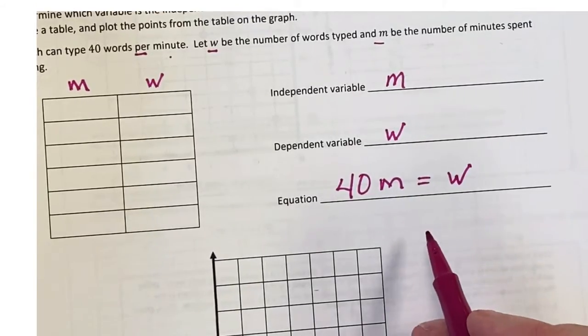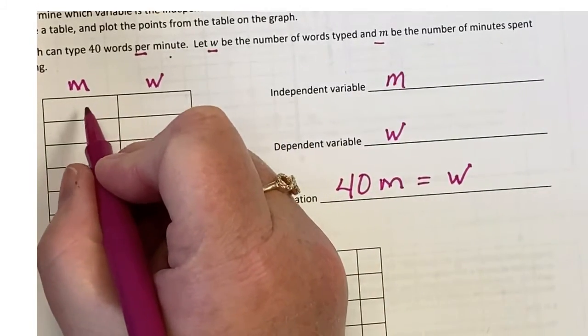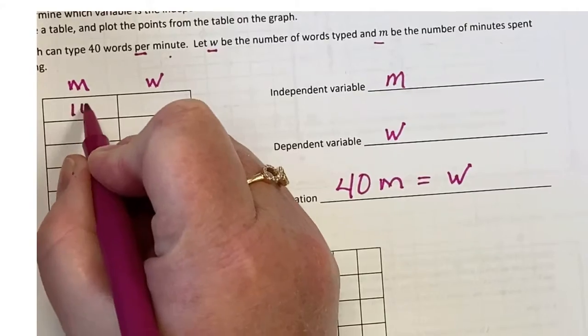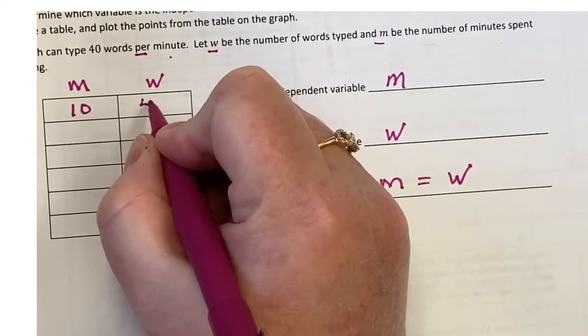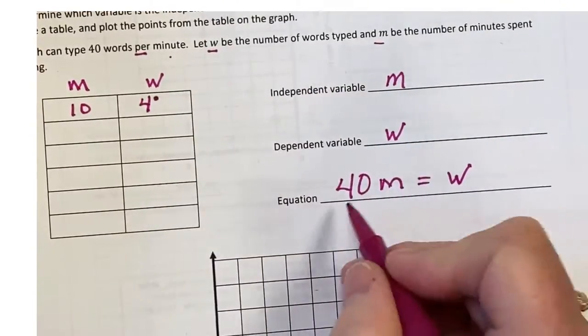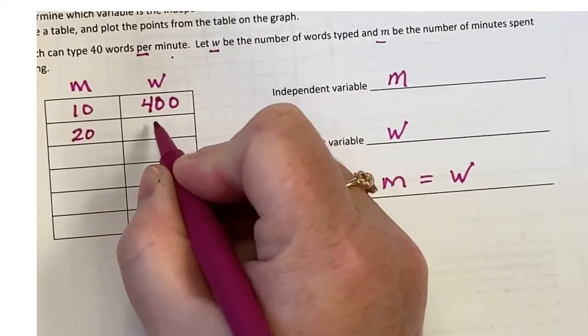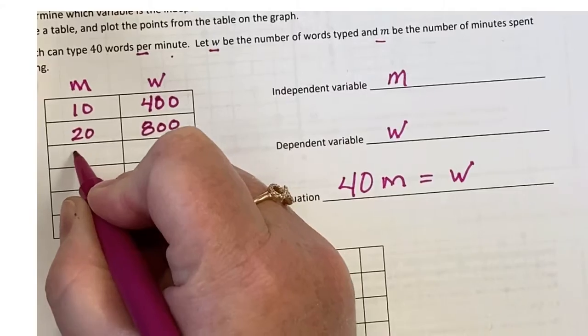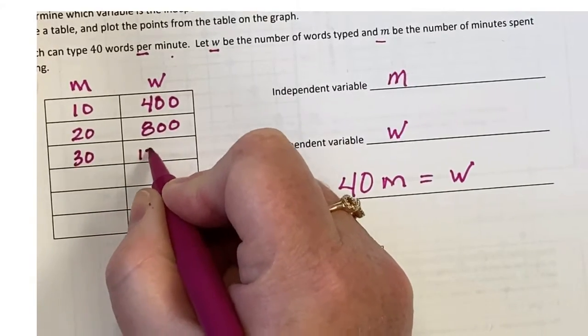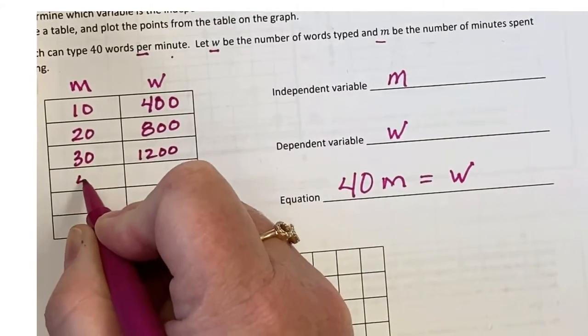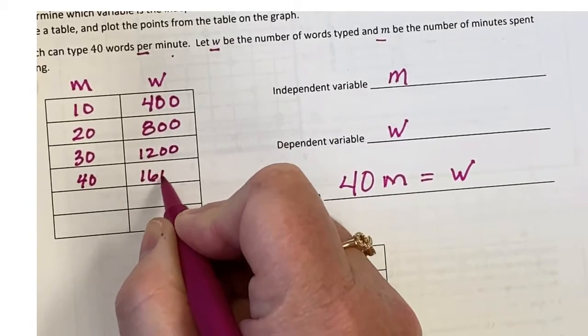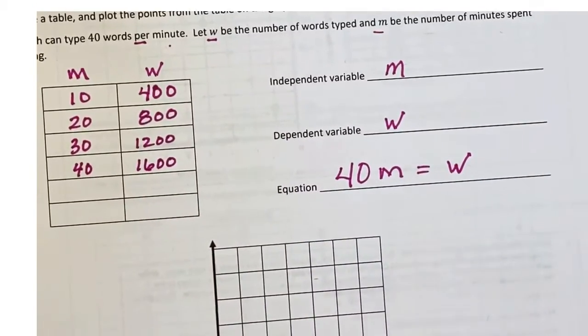So if he typed 10 minutes, he would have 10 times 40, which would be 400. We could go up by 10, 800. 30 minutes would be 1,200 words. 40 minutes would be 1,600 words, and his hands would be hurting.